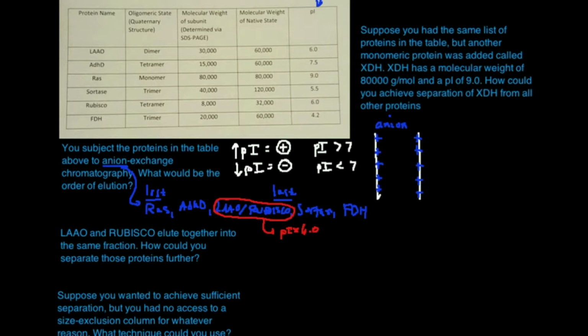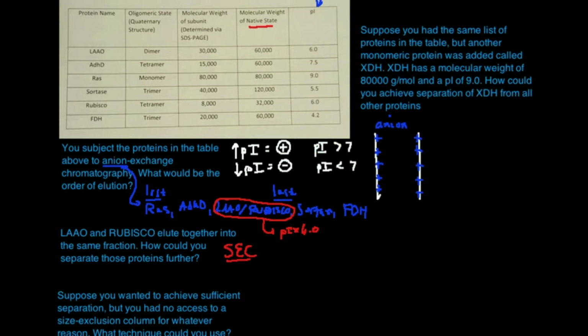How could you separate those proteins further? Well, given the information we have, we only have really two pieces of information that would be useful in some way. Okay, we have the oligomeric state, but what's going to be most useful is the native state molecular weight. Notice that the molecular weight of Rubisco is 32,000 grams per mole, or Daltons, but the molecular weight of L-amino acid oxidase is 60,000 Daltons. Okay, so notice that L-amino acid oxidase and Rubisco have different molecular weights, so a technique that you could use to separate these in their native state would be size exclusion chromatography.